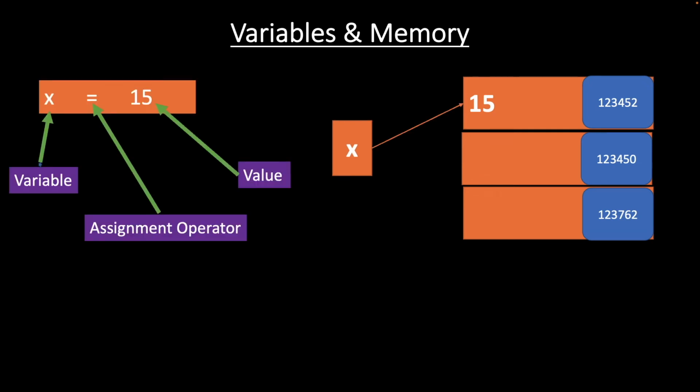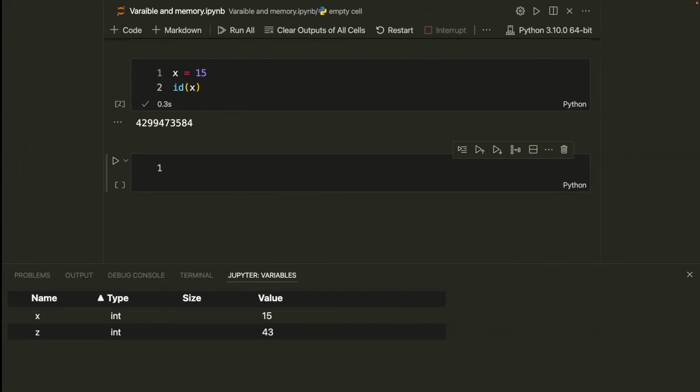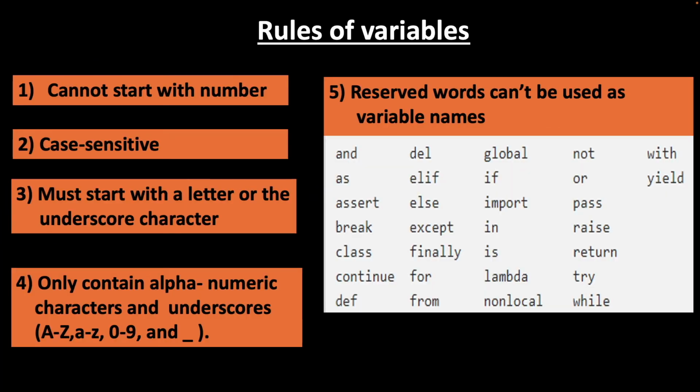And guys, there are a few rules for writing a variable name. So now let's understand those rules. One of the rules is that a variable name cannot start with a number. That's pretty easy to understand. And variables are case sensitive. So if there is a variable with a small letter x and another variable with a capital letter X, they will be considered as two different, separate variables.